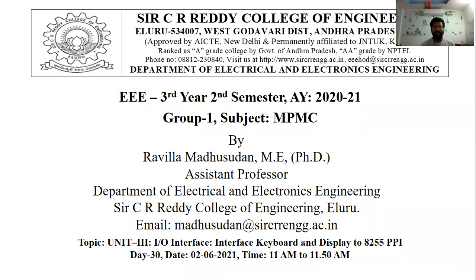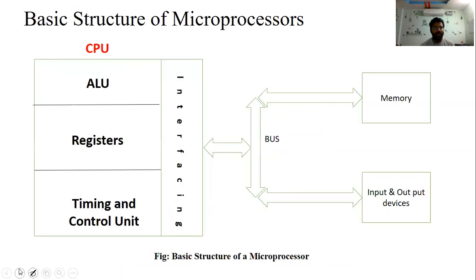Okay. So how are these two devices interfaced to the 8255 PPI? That is very easy to interface. At the same time, there are some problems while interfacing the keyboard and displays to the 8255 PPI. Now we'll discuss what the problems are and what the advantages are. Okay, now see this.